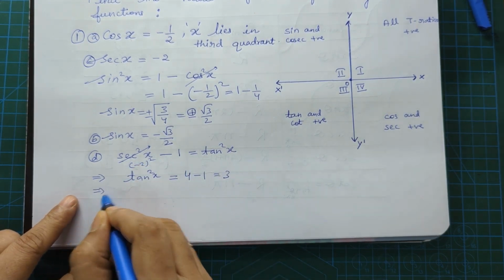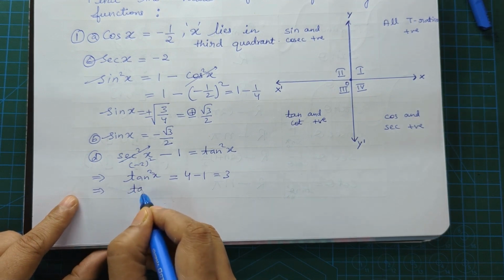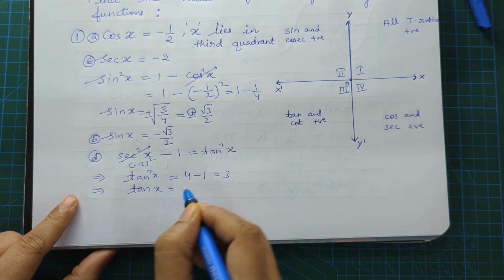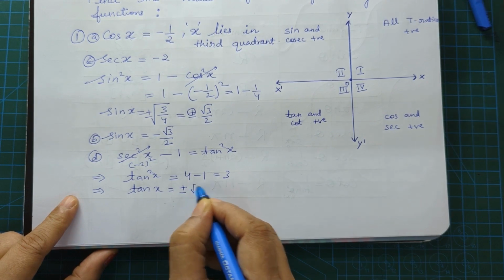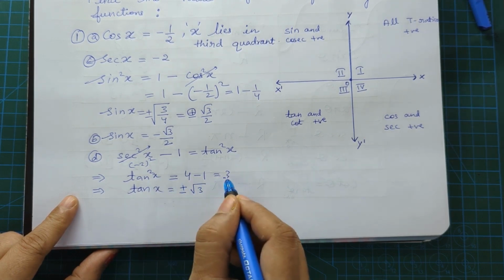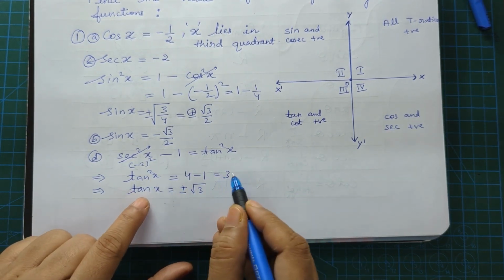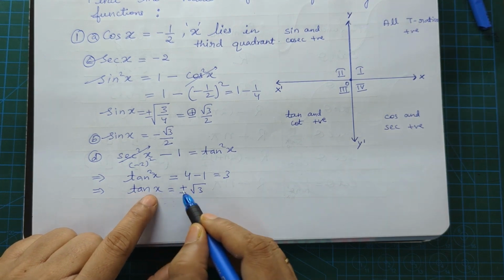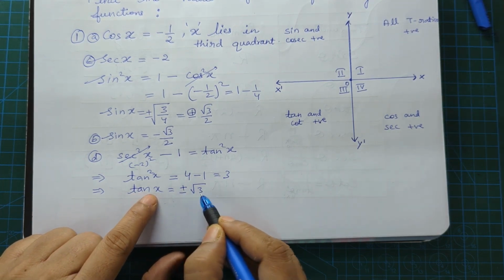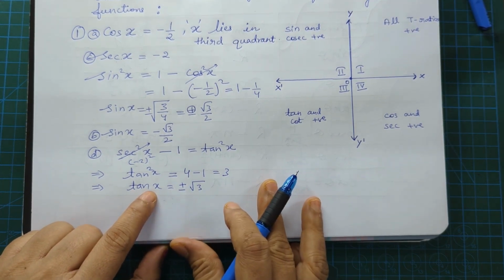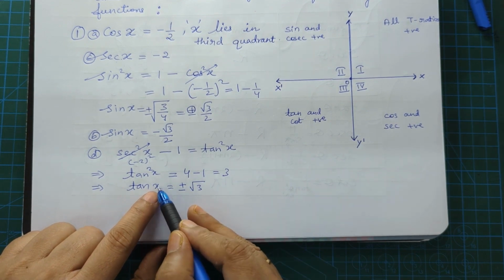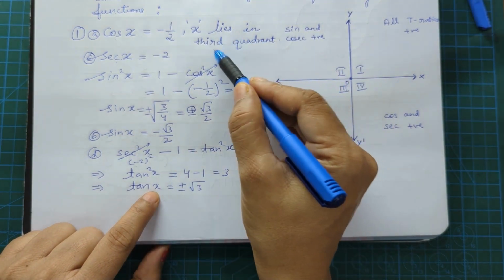So when we take out the square, we put plus or minus. So tan x is plus or minus under radical 3. Square makes this root 3. Tan of an angle is either plus root 3 or minus root 3. Both of them are not possible. For that we should know which quadrant x lies in. We are told that x lies in third quadrant.